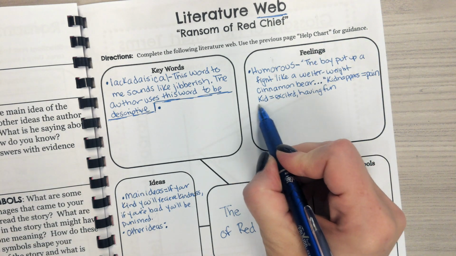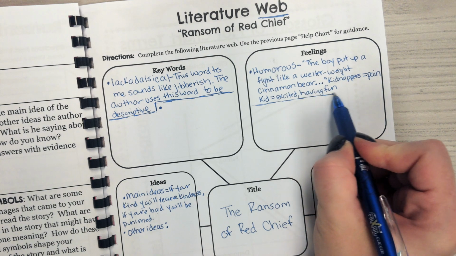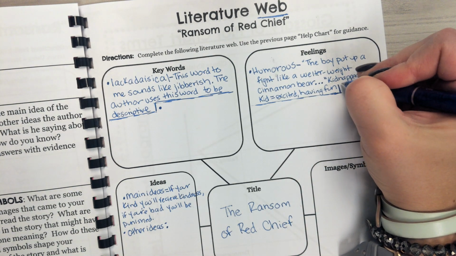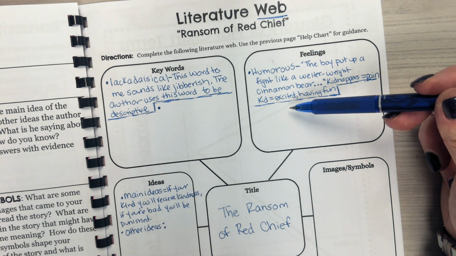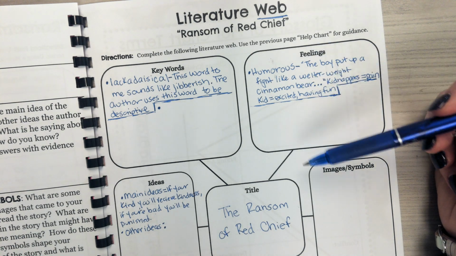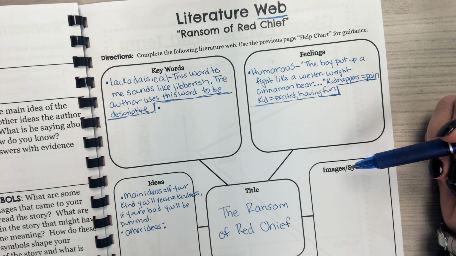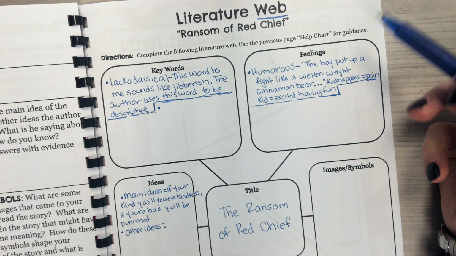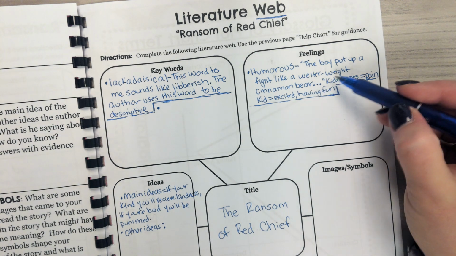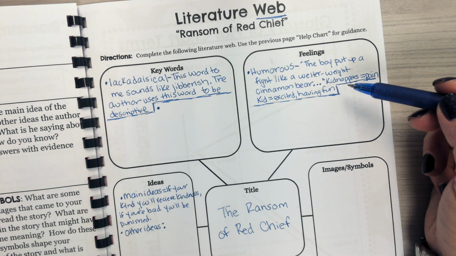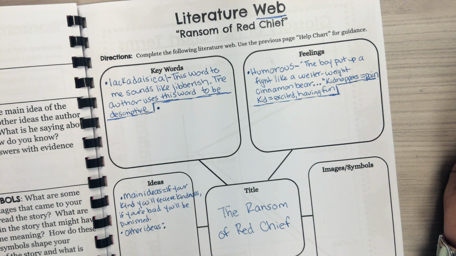So I'm going to just do this a little bit. That way tomorrow, or today if you have time, you can add in another example. Another feeling you got, I guess I should say, when you read The Ransom of Red Chief. And maybe a little quote about it. And then how the characters felt.